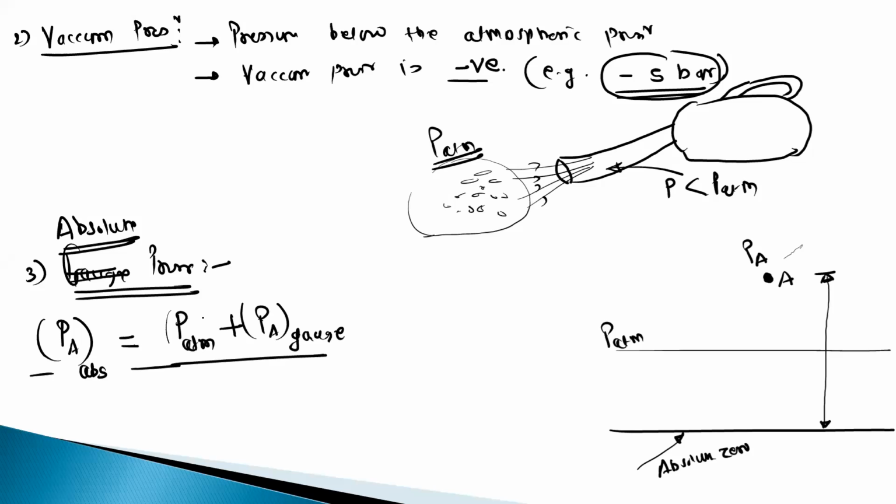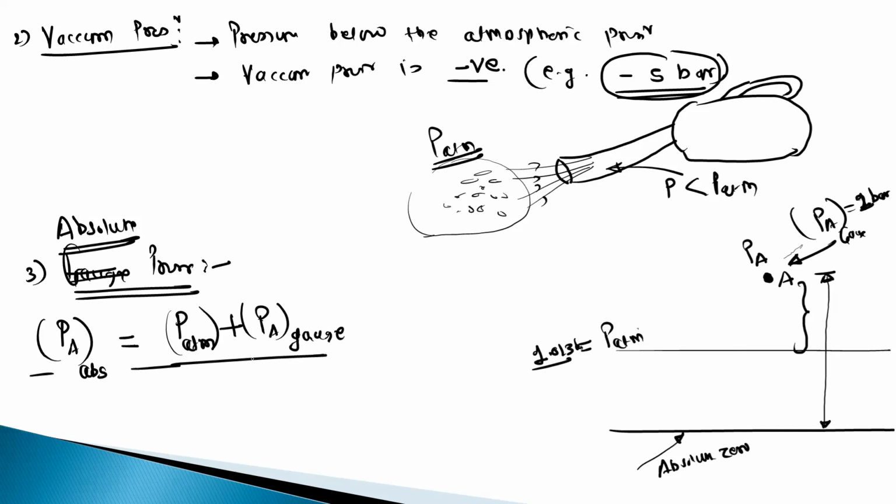So we have to consider the atmospheric pressure. Okay, so actually here P atmosphere, we know the atmospheric pressure, this is equal to 1.013 bar. Okay, and if you measure only this difference, it will become the gauge pressure with respect to atmospheric pressure. Okay, so at this point the gauge pressure at A is, let us take this 2 bar.